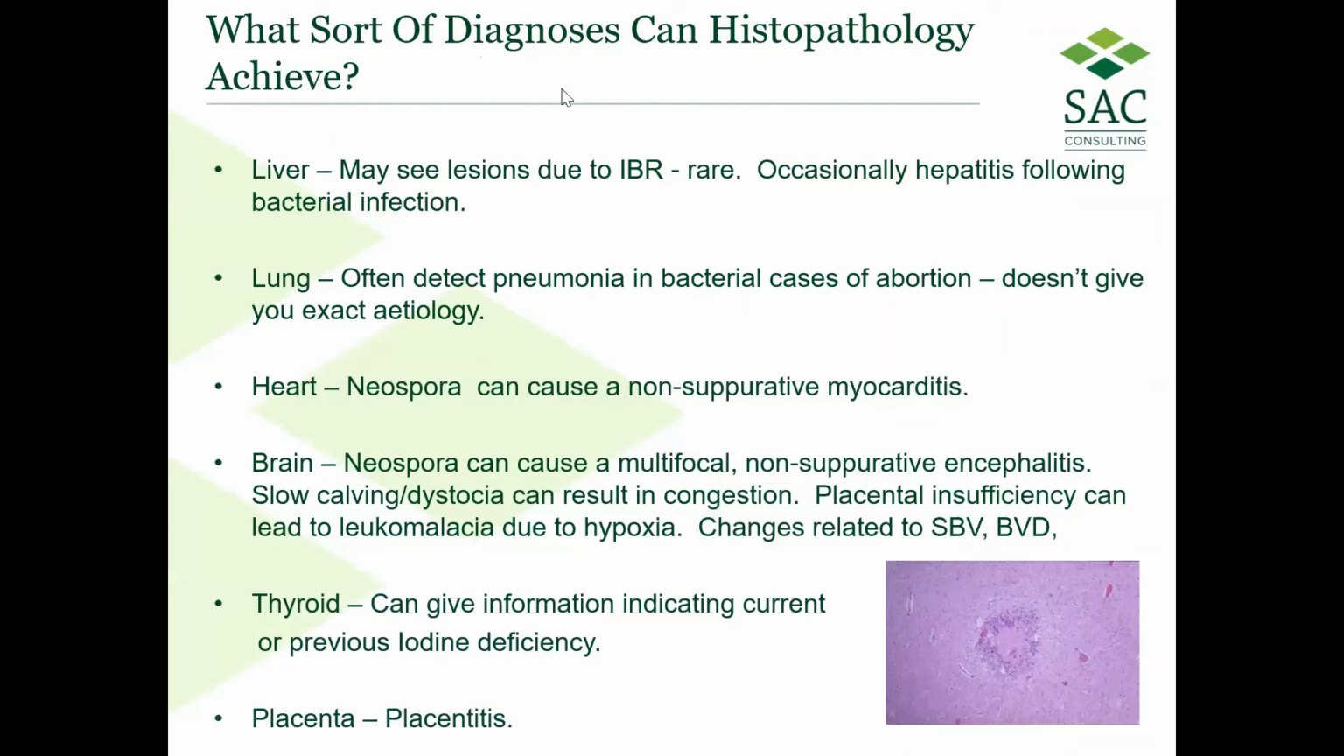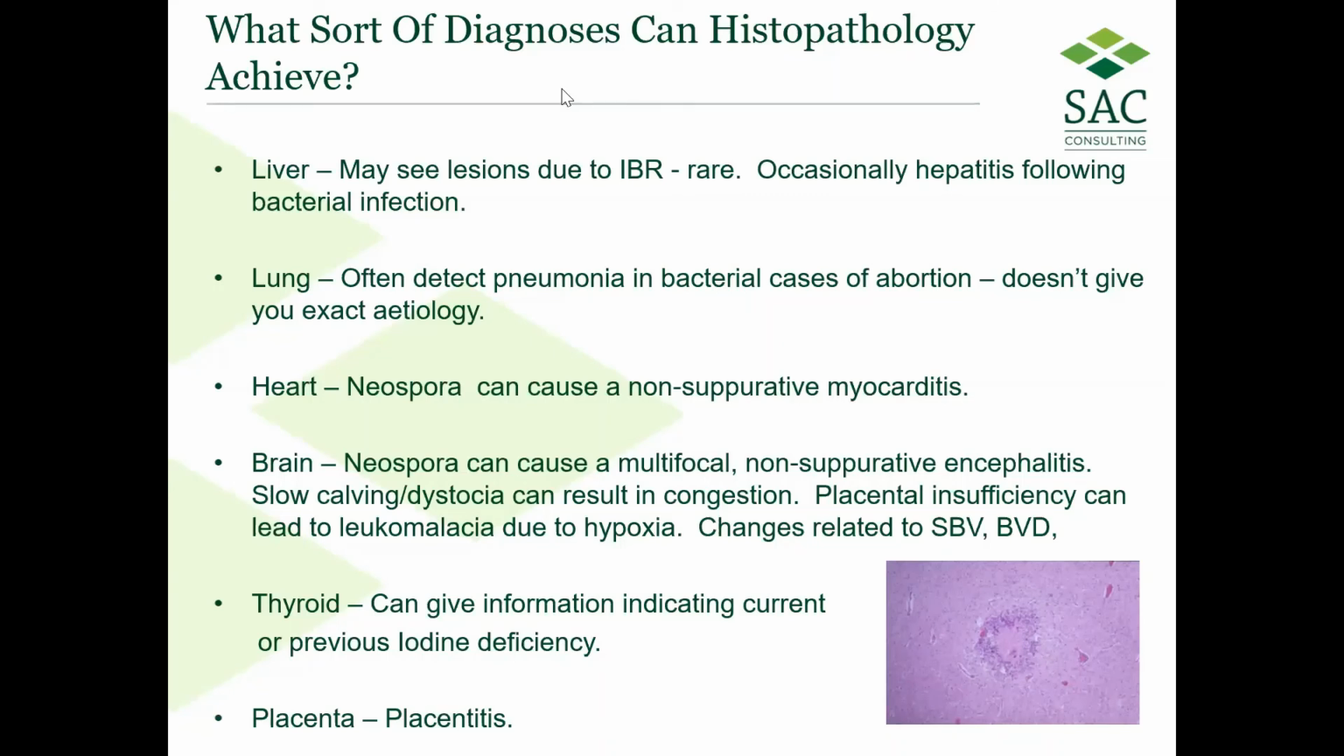So with abortions, I would always go for frontline diagnosis based on the microbiology, the fetal fluids, the fetal stomach contents, that sort of thing. But then you can always use histopathology as a backup, and that will refine your diagnostics. And we'll certainly do that from a VI centre point of view. But liver, we get IBR lesions in the liver. That's where you might pick those up.